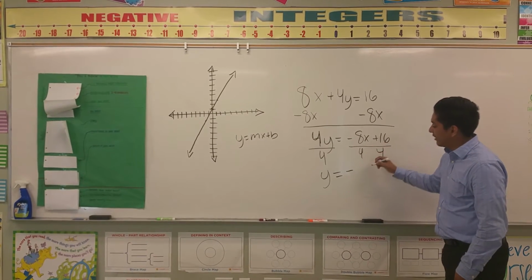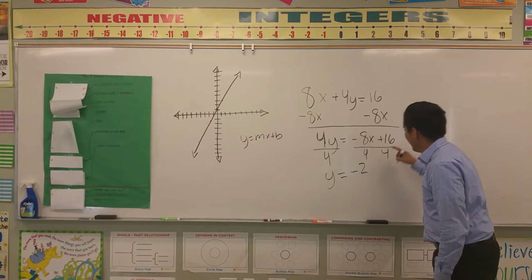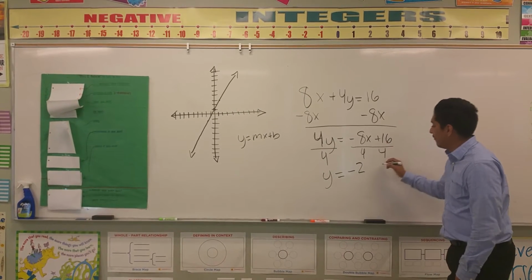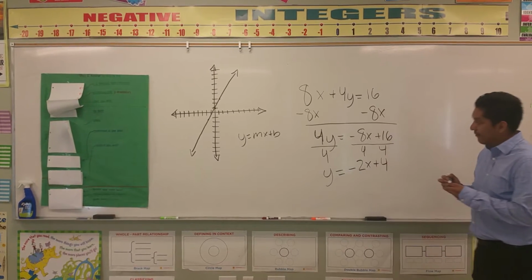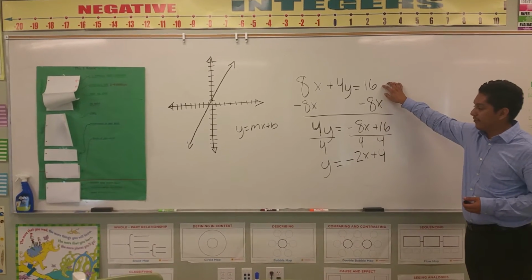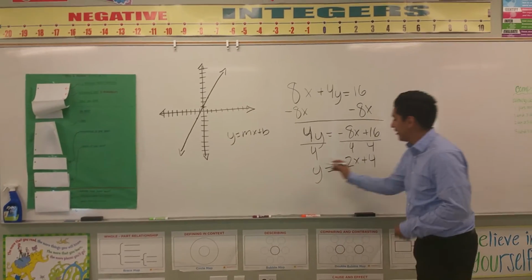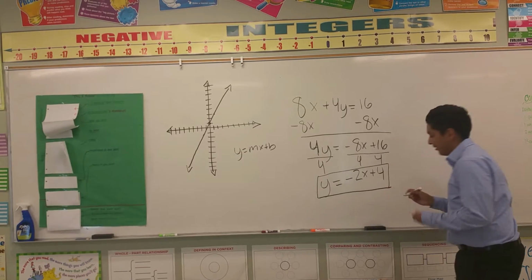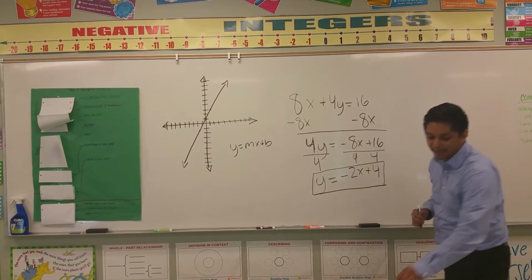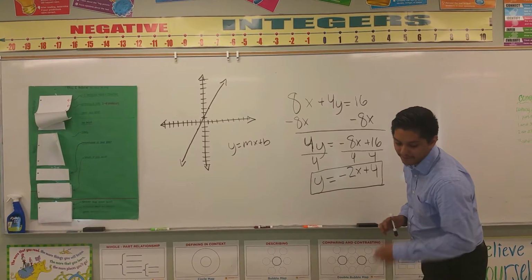So 8 over 4 is actually 2, negative 2. And then 16 divided by 4 is positive 4. And now we have what we started off with in standard form, we're going to have it in slope-intercept form. Let me go ahead and box my answer. So that is one way to convert it. I'm going to go over a few more examples.